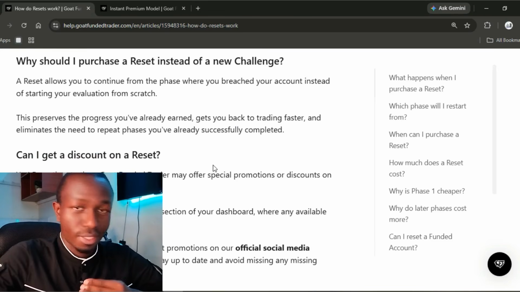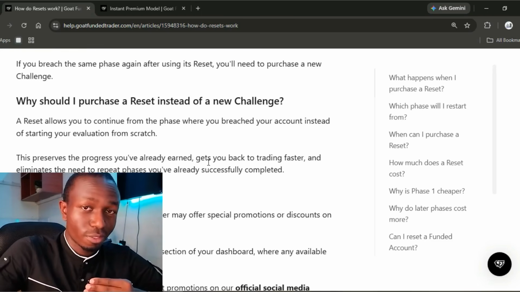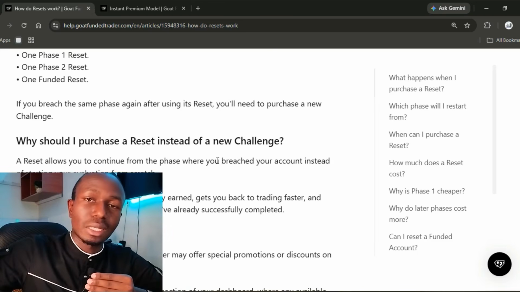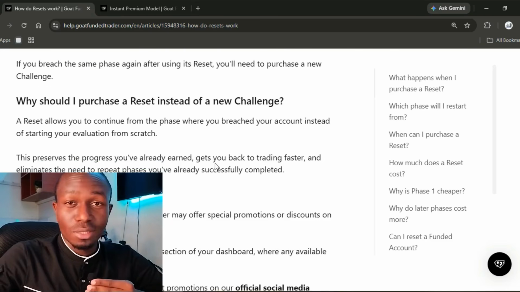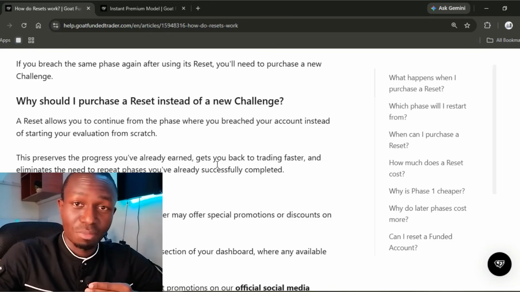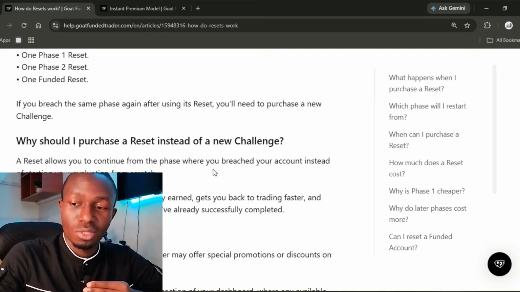Now, once you do buy a reset instead of buying a new account, first off, if you're on phase 1, you will get a 7% discount. Second, if you have advanced to phase 2, phase 3, funded, it will get you back to the level you are at a bit faster as compared to starting over again and having to make all that profit again.